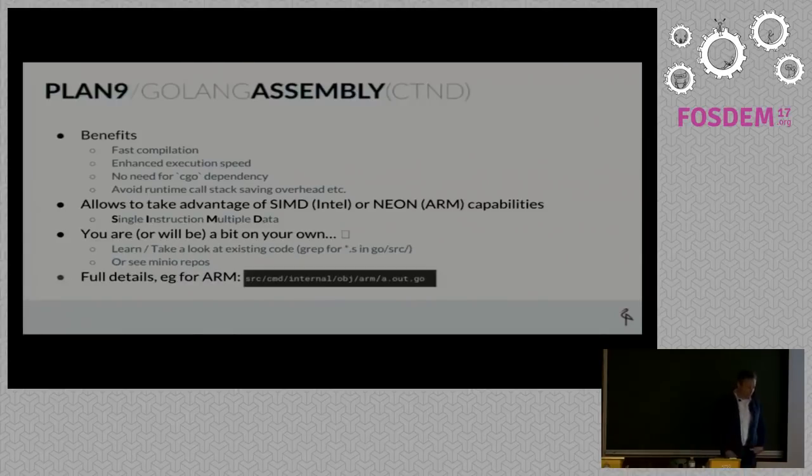As a word of caution, you are a bit on your own if you do this kind of stuff. The documentation is limited and a little bit sparse. There is a considerable amount of example code in the Go repository itself, for stuff like mutexes and some lower level stuff. So if you grep for star.s in the Go code, you will see a lot of examples there.